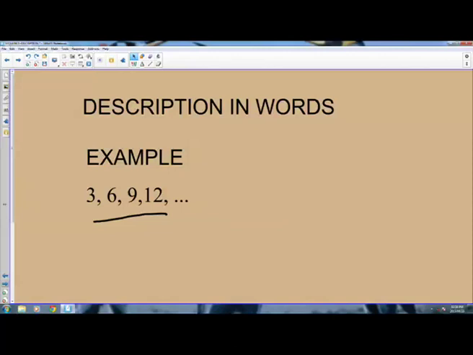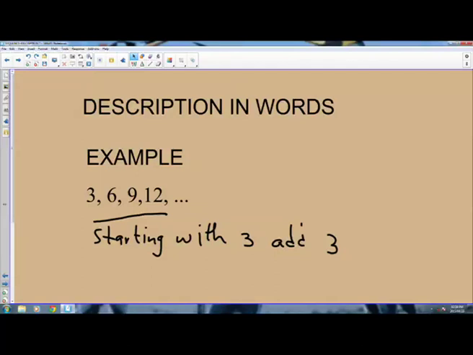We've got 3, 6, 9, 12. These are terms within this sequence. And then the question is, how is this sequence formed? In words, this sequence is formed by starting with 3, add 3. This is how we describe the sequence in words: starting with 3, add 3.